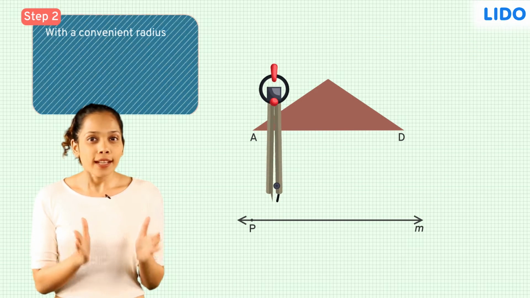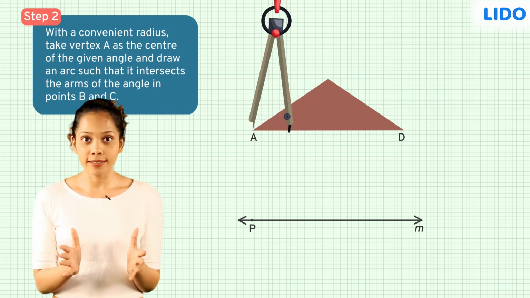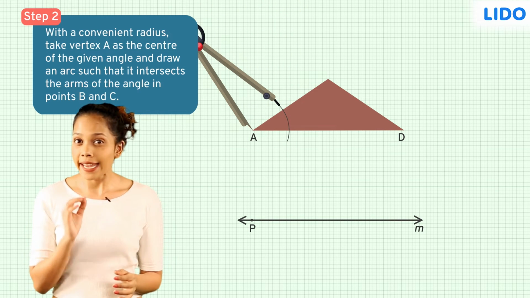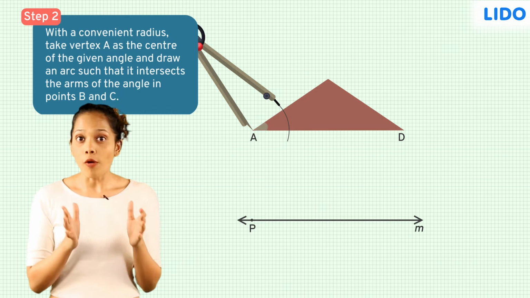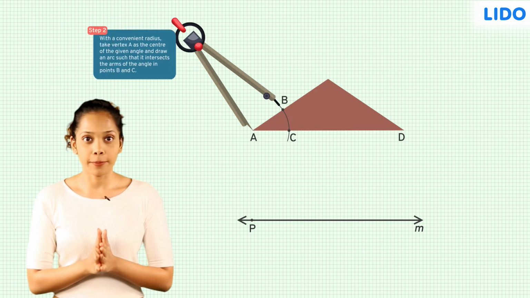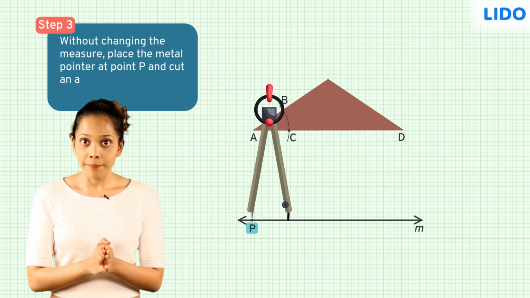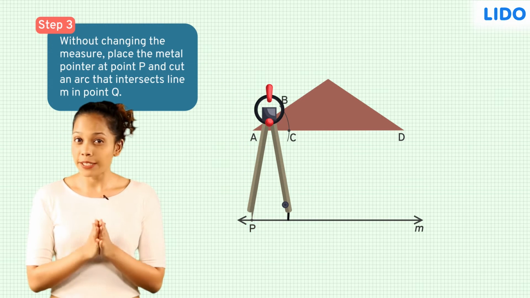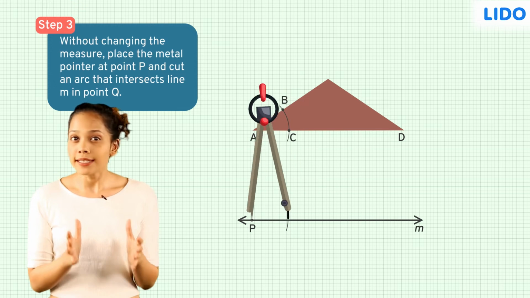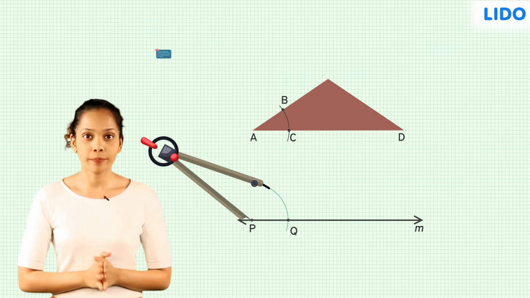Then, with the compass pointer on A and using any radius, we draw an arc that intersects both arms of angle A at points B and C respectively. After this, with the compass pointer on P and the same radius as we used last, we cut an arc that intersects line M at point Q.